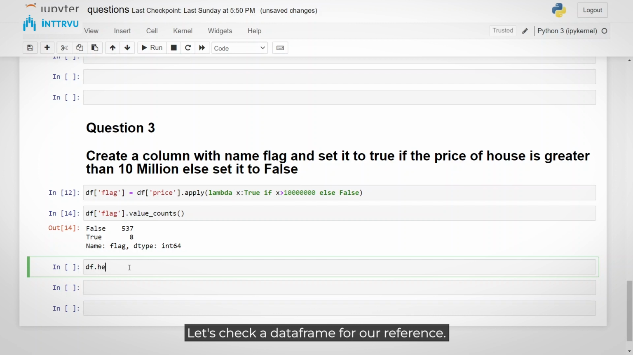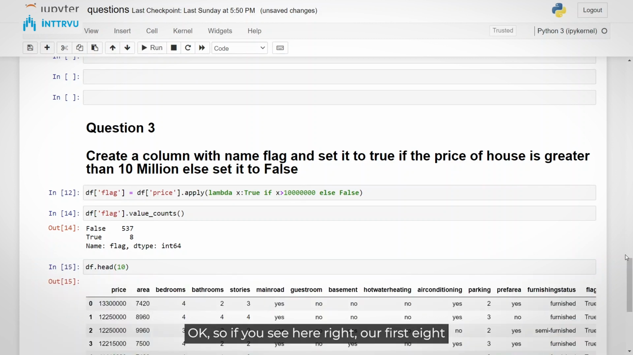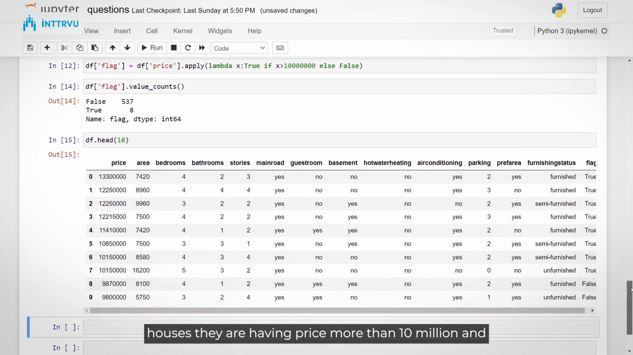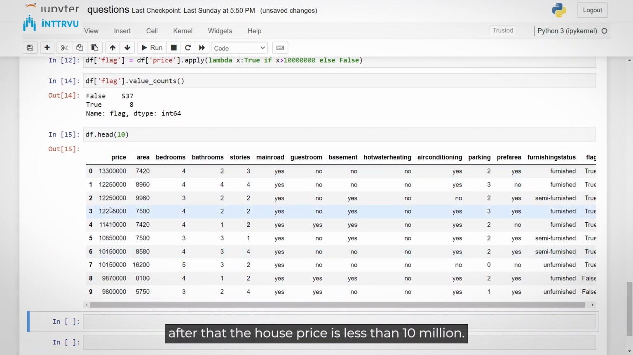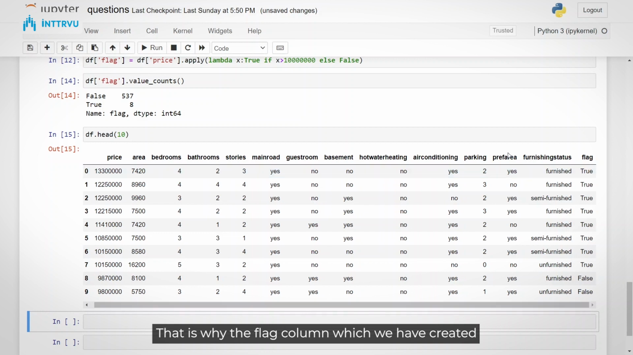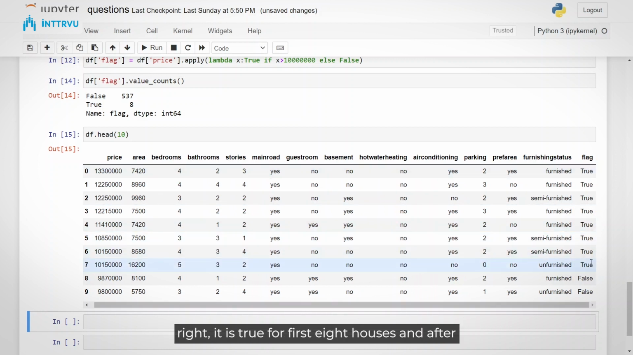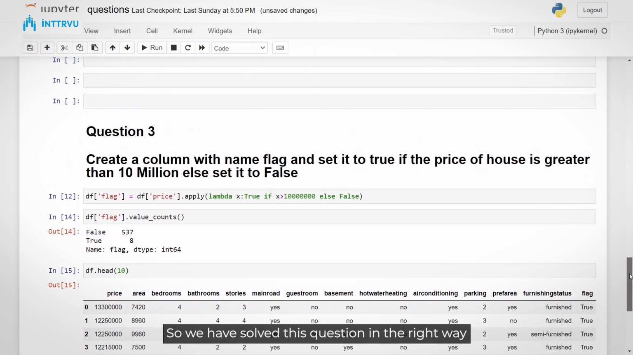Let's check the data frame for our reference. If you see here, our first 8 houses have a price of more than 10 million, and after that the house price is less than 10 million. That is why the flag column which we created is true for the first 8 houses, and after that it is false. So we are able to set this flag correctly, and we have solved this question in the right way as well.